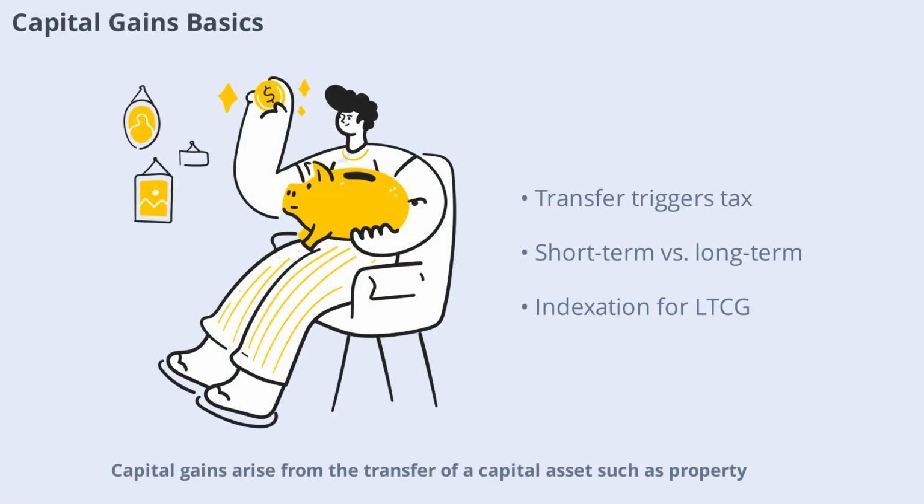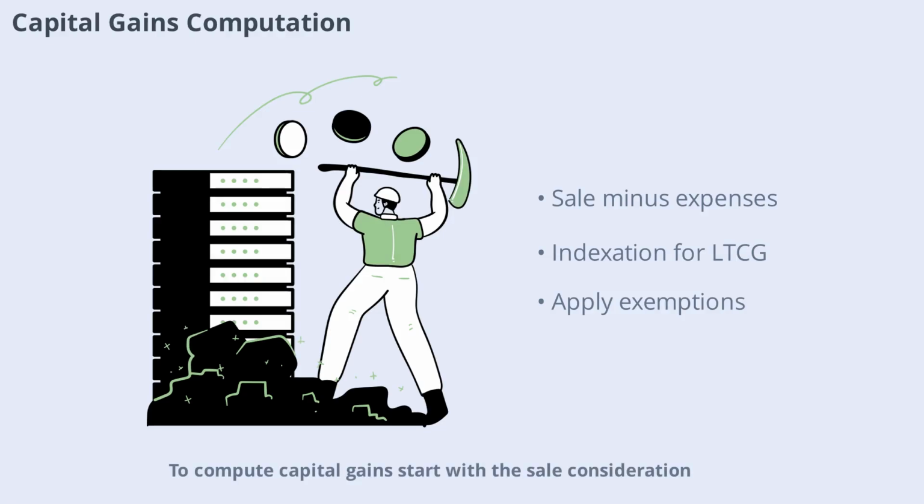Capital gains arise from the transfer of a capital asset, such as property, shares, or jewelry. The gain is taxed in the year of transfer. Assets are classified as short-term or long-term based on the holding period, which affects the applicable tax rate and eligibility for indexation benefits. To compute capital gains, start with the sale consideration, subtract expenses on transfer, and then deduct the indexed cost of acquisition and improvement for long-term assets. The result is the gross capital gain. Apply exemptions, if eligible, to arrive at the taxable capital gain. This method ensures fair taxation, considering inflation and reinvestment.